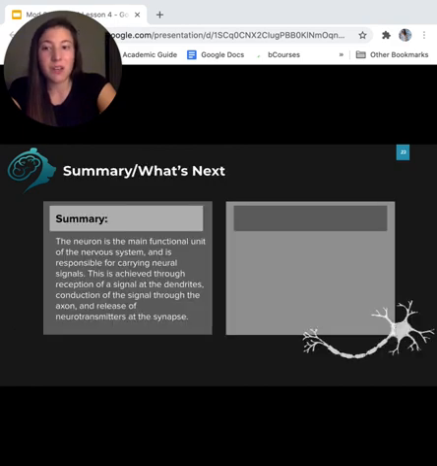So we had a lot of material there, but a quick summary. The neuron is the main functional unit of the nervous system and is responsible for carrying neural signals. This is achieved through reception of a signal at the dendrites, conduction of the signal through the axon, and release of neurotransmitters at the synapse.